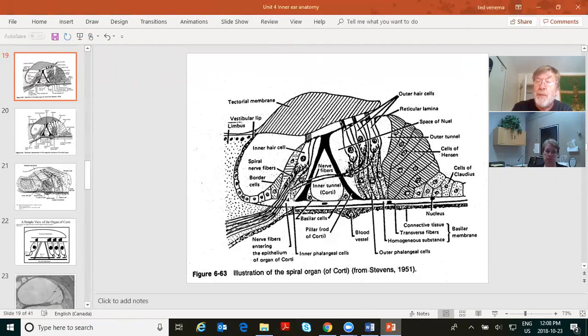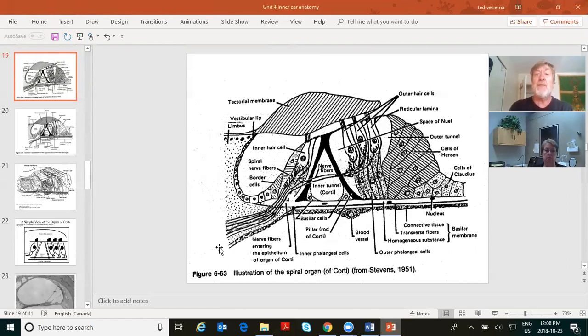Olivocochlear bundle fibers going here. Okay, so messages going this way and messages going this way. The cochlea, as they would say in Deutsch, es ist nicht in Einbahnstraße. This is not a one-way street. The cochlea is a two-way street.